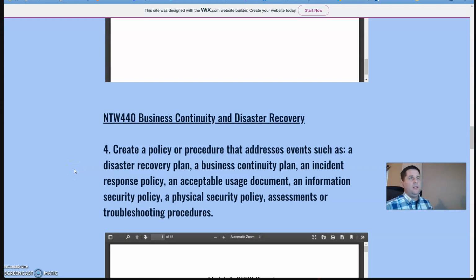Next one is business continuity and disaster recovery. It's basically how your company stays connected to the outside world to make its money or to produce its product. Disaster recovery is exactly what happens when a tornado hits, a hurricane hits, something happens to your network. You have a plan to bring it back up within a manageable time so your company doesn't lose revenue.